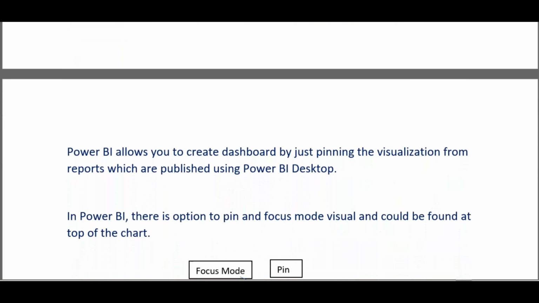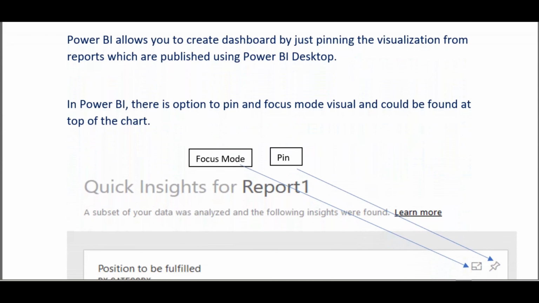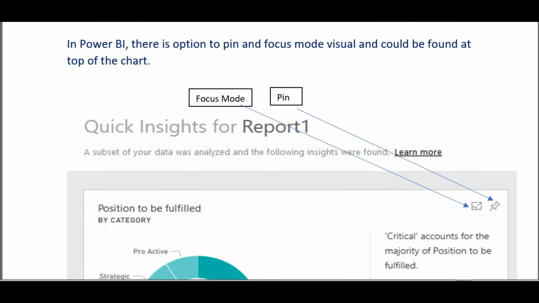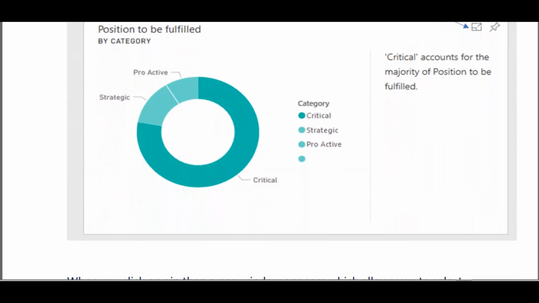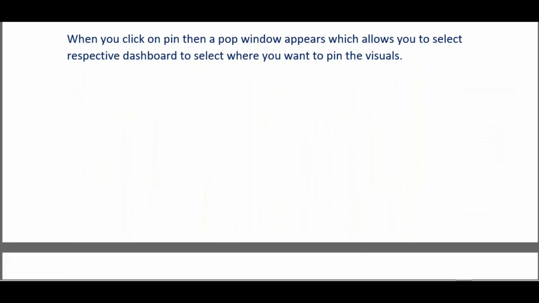Dashboard. Power BI allows you to create a dashboard by just pinning the visualization from reports which are published using Power BI Desktop. In Power BI, there is an option to pin in focus mode, and it can be found at the top of the chart. You can see here, this is the pin and this is focus mode. When you click on pin, a pop-up window appears which allows you to select the respective dashboard where you want to pin the visual.